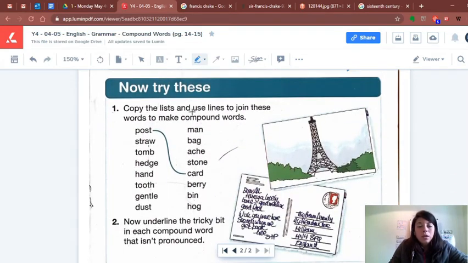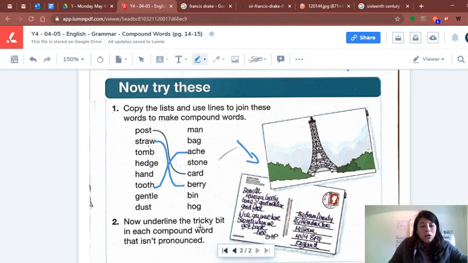Then you have to copy the lists. This is a list, and this is a list. And use lines to join those words to make compound words. So post and card is this, postcard. Straw, mix them with one of these. Tooth, and mix them up with one of these. Dust, and you know, all of these words exist. For example, straw matches berry, strawberry. And tooth matches ache, toothache, and so on.